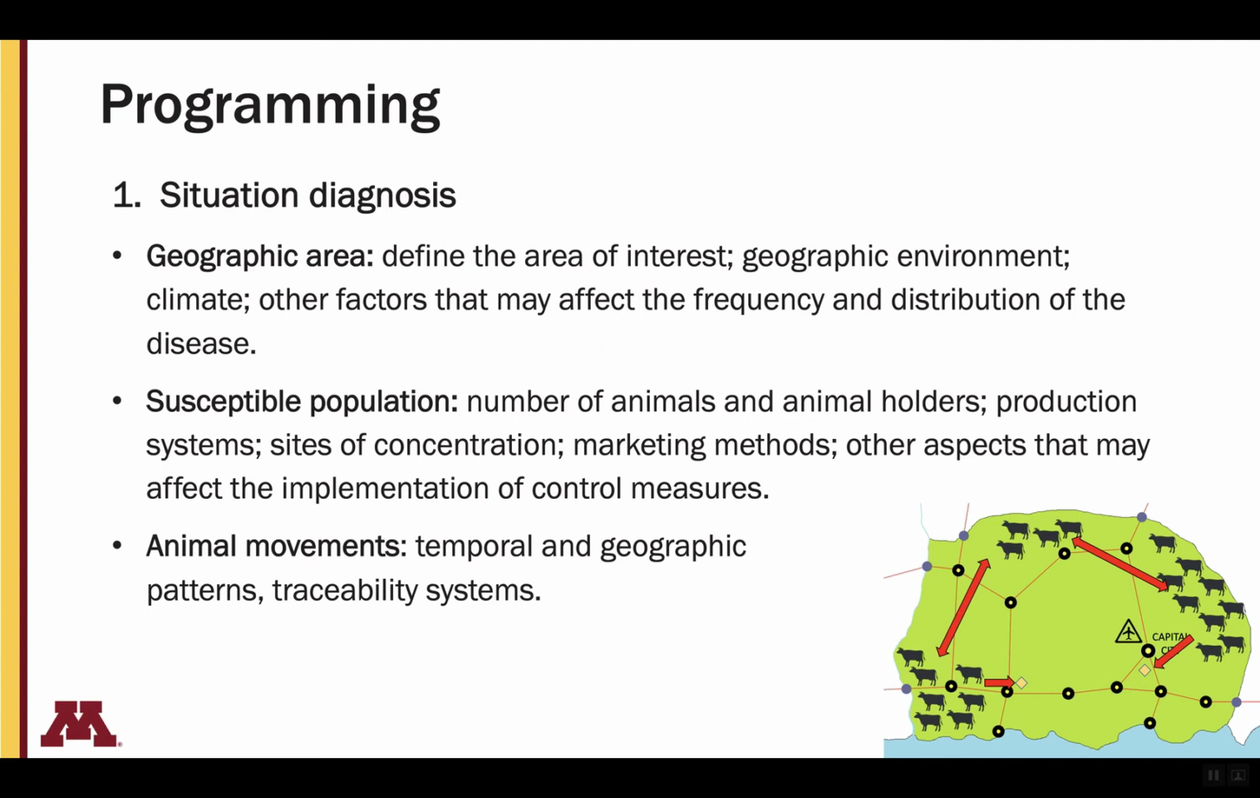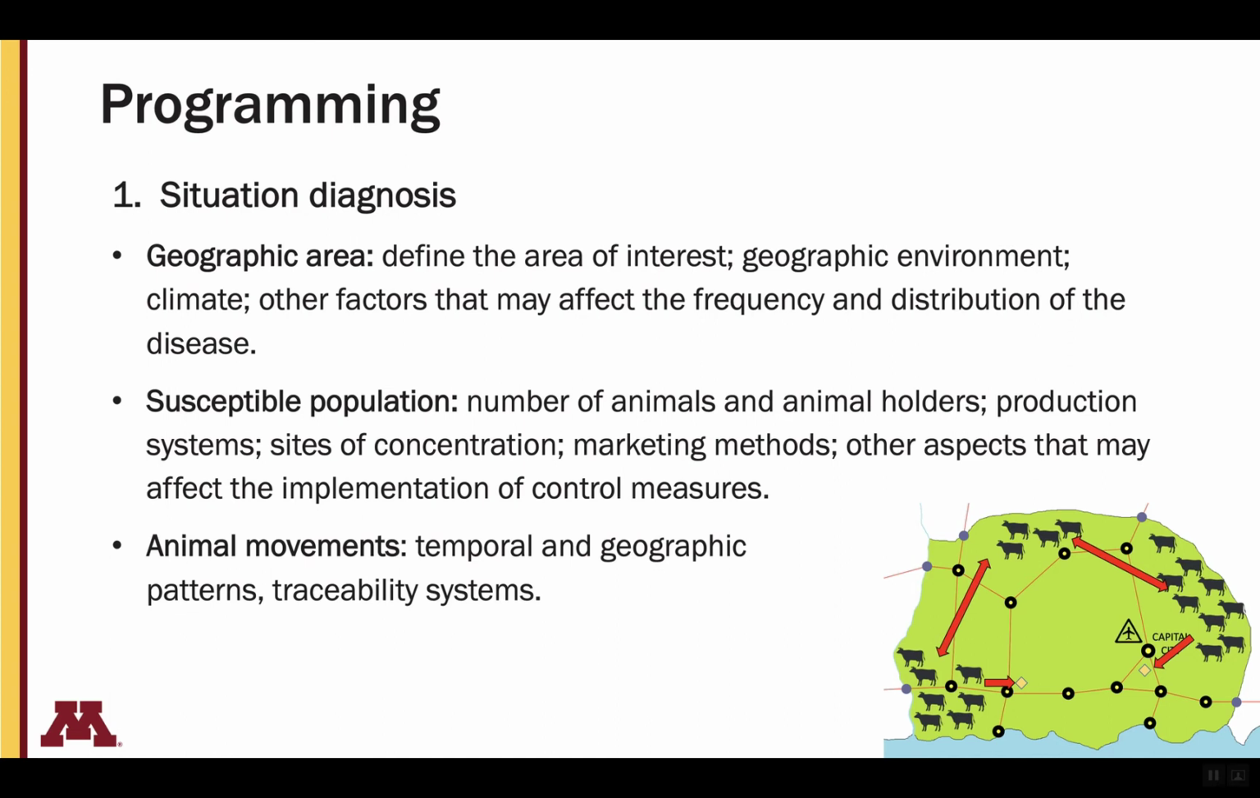These 3 components of the initial situation diagnosis describe the framework in which the measures will be applied. First, what is the area of interest? Is it the totality of the national territory or a particular zone? What are the factors that may affect the frequency and distribution of the disease, and/or the implementation of the program, such as soil conditions, climate, floods, and others?